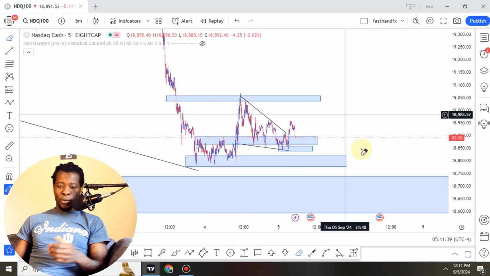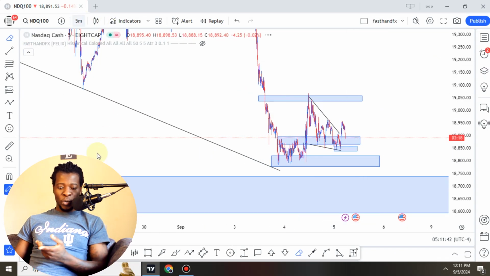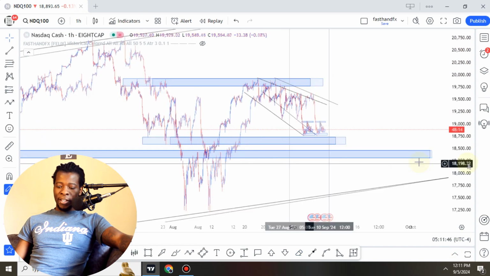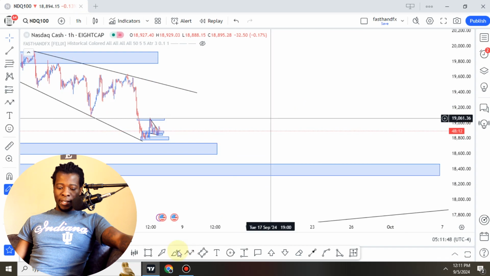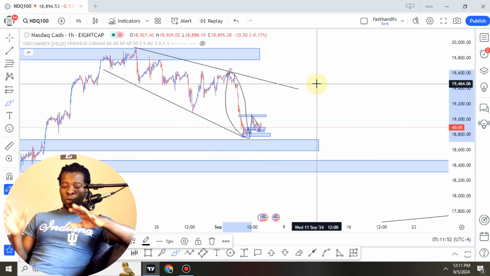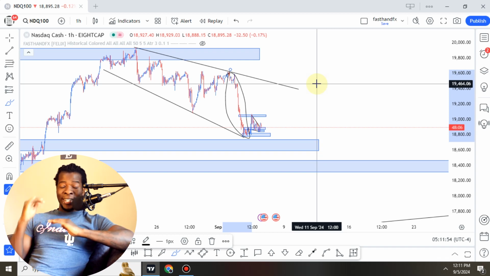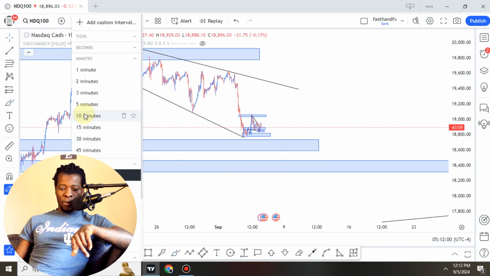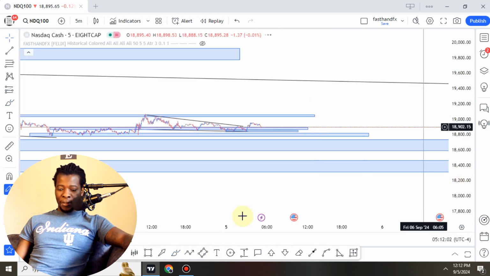Because remember, we still, let me just take it back to the H1 just a minute. Remember, yes, that's a bullish flag, but we have this downtrend right here. So that's something that we should not ignore. We're still in a downtrend, right? So we need to be careful now. So let's take it to the 5 minute, right? This is it.